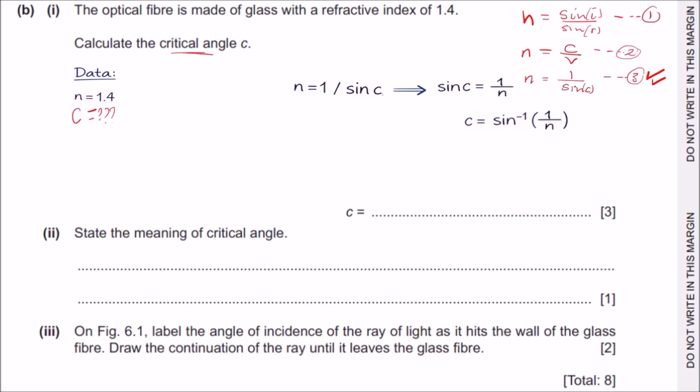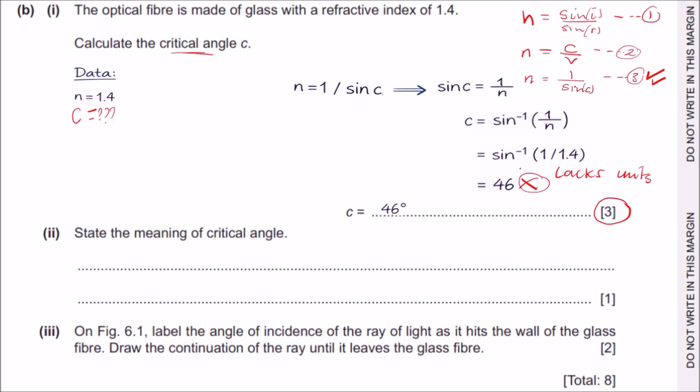With this done, the next thing is substitution. The sine inverse of 1 over n, our n is 1.4, we're going to get 46. At this point, never submit your answer like this, because it lacks the unit, so it cannot score all the marks. So the final answer must be presented together with the unit for these 3 marks to be harvested.